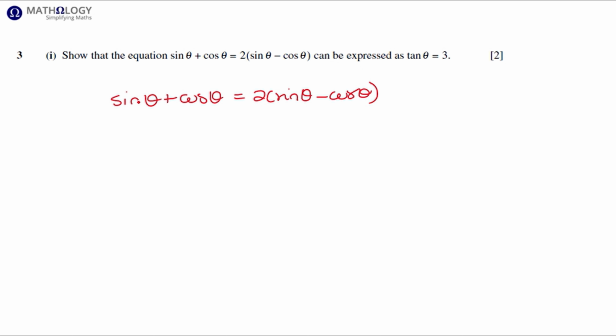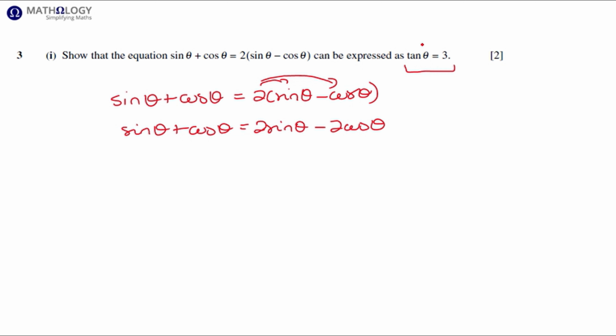Okay, we have a trigonometric equation here that involves two trig ratios, sine theta and cos theta, and we need to reduce or simplify this such that we have a single trigonometric ratio, tan theta. So we don't have many options here other than to multiply 2 into the bracket on the right hand side. So that's going to be our starting point. Sine theta plus cos theta equals 2 sine theta minus 2 cos theta.